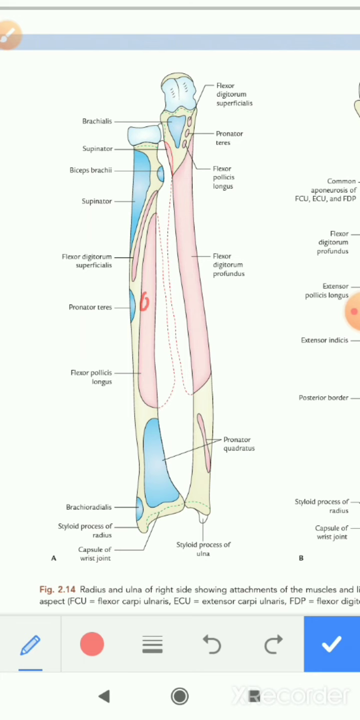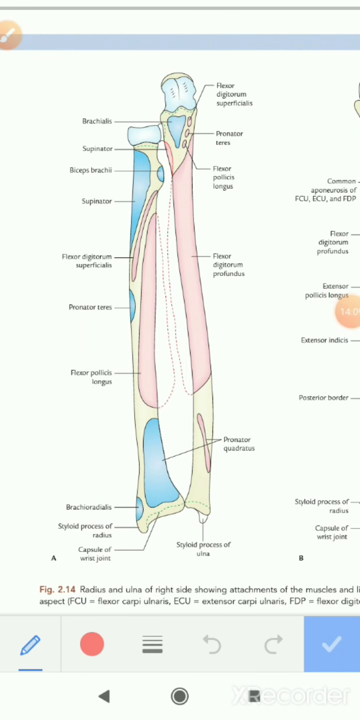In the middle part of the anterior surface, there is a nutrient foramen. The direction of this nutrient foramen is towards the upper end. So which end will be the growing end? The growing end is opposite to the direction of the nutrient foramen. So in case of the radius, the growing end will be towards the lower end.